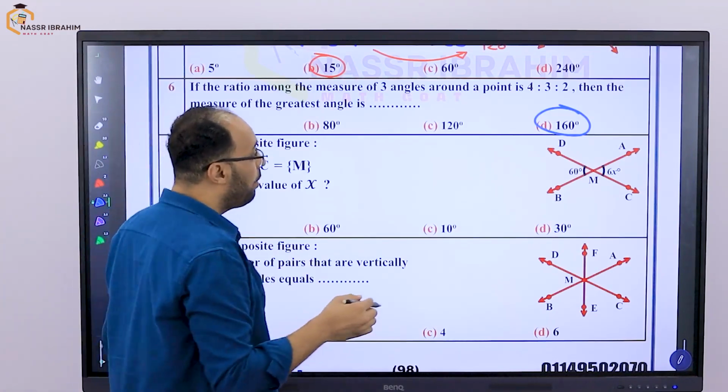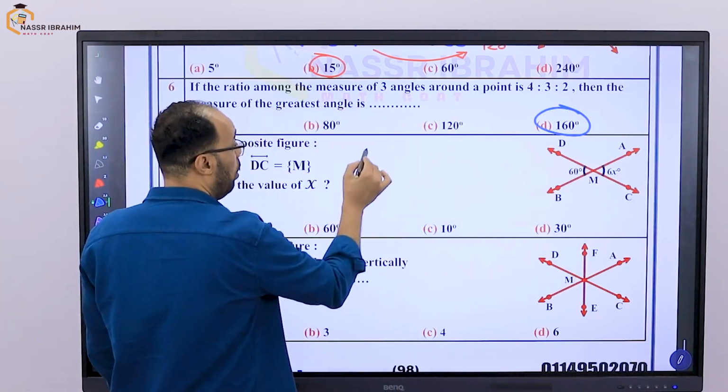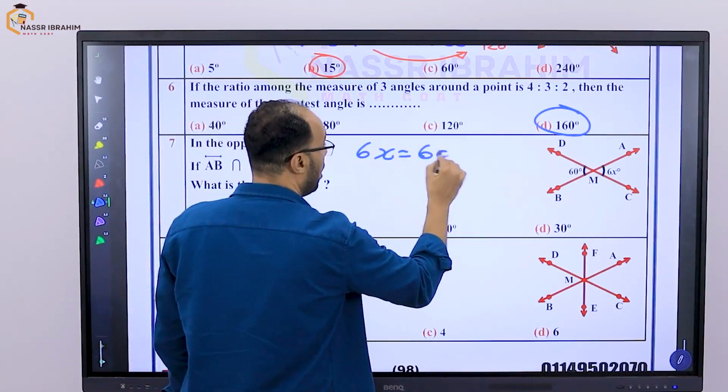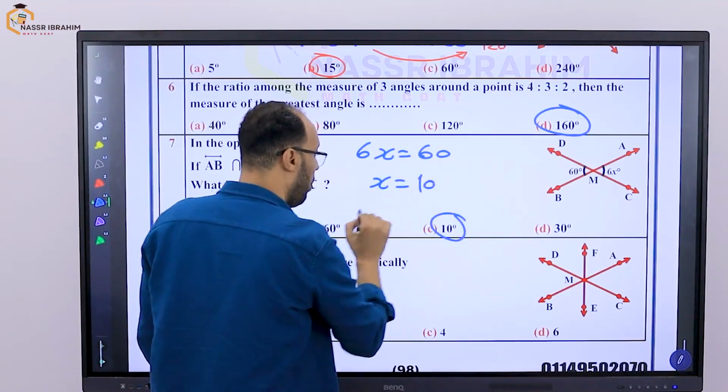As you see here, we have vertical opposite angles. 6x, of course, equals 60 degrees. So 6x equals 60 degrees. And then we will divide by 6. So x will be 10 degrees. It will be this one.